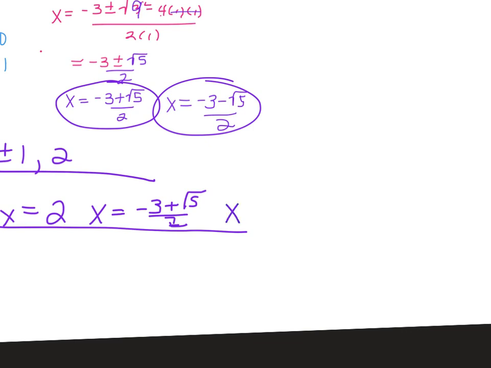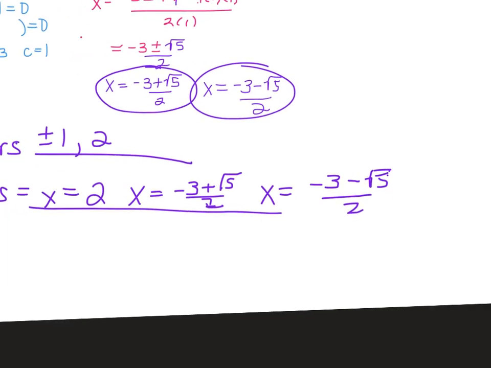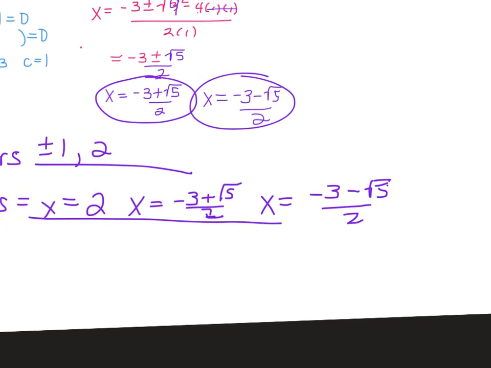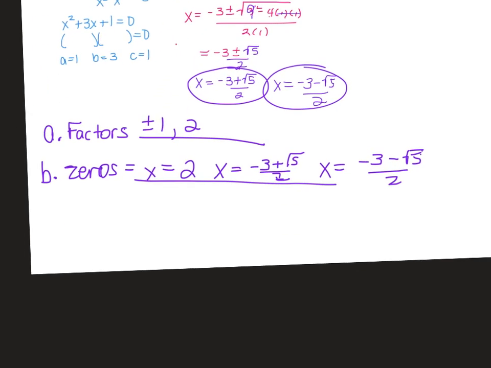Then I have a 0 at x equals negative 3 minus root 5 over 2. Okay? Nothing that we've done here is new. You guys have done quadratic formula and written this. To write this as linear products, pay attention to what I'm doing. This is not hard. I just want you guys to see it. All right? My first linear binomial is just x minus 2, right?